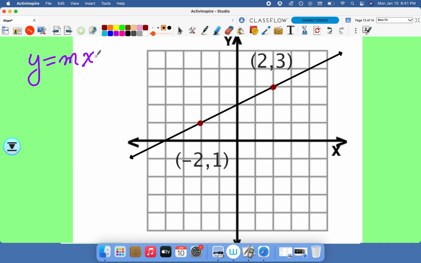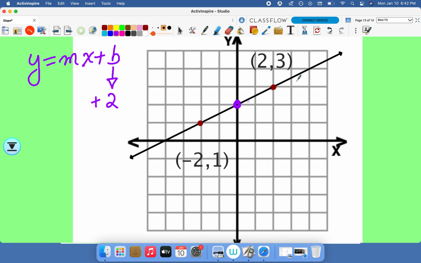Right? So what's the equation of this line? Well, first of all, things that I know for sure. The y-intercept: this line crosses the y-axis at +2. So right away, I can write that this guy is 2. It's +2, so I'm going to put the plus there.